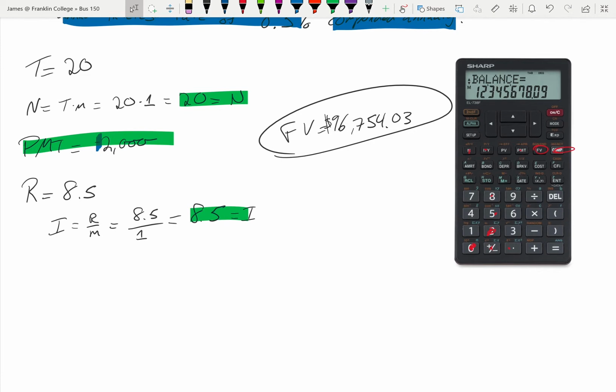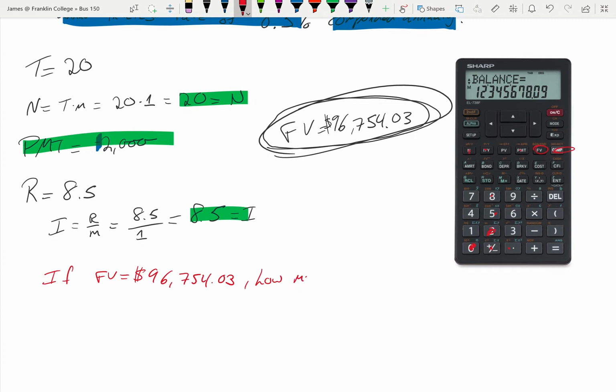Alright, so let's think about this a little more. Given that we know that there's going to be $96,000 left over in the account after 20 years. We're making 20 years of $2,000 payments. We might be interested in how much did we earn in interest. So future value equals $96,754.03. How much did we earn in interest?